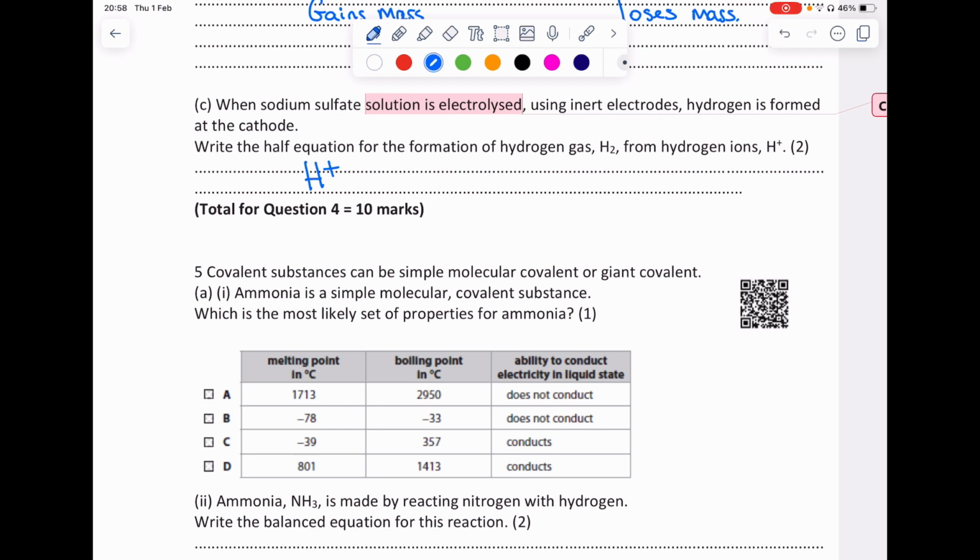Okay, so this question wants us to write a half equation for the formation of hydrogen gas from hydrogen ions. So my H plus ion is going to pick up an electron to form hydrogen atoms. We then need to remember that hydrogen is a diatomic molecule, so we need two lots of that, which means we have two lots of electrons and two lots of hydrogen.